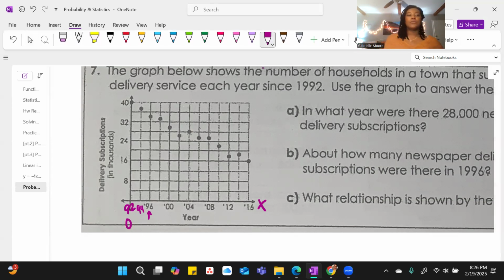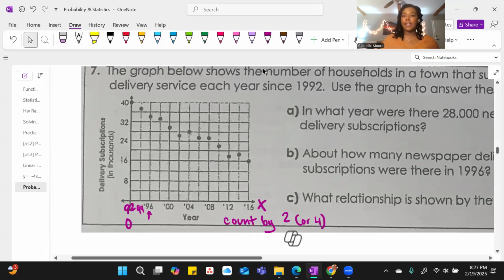Okay. So that's one thing to note, right? That is counting by 2 or 4, however you want to look at it. And then I'm going to actually carry this on into another part, so bear with me on that. But let's finish this part out.